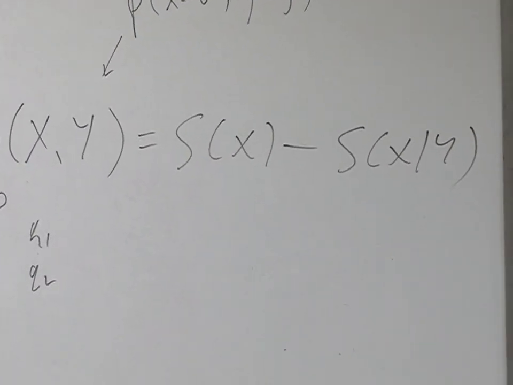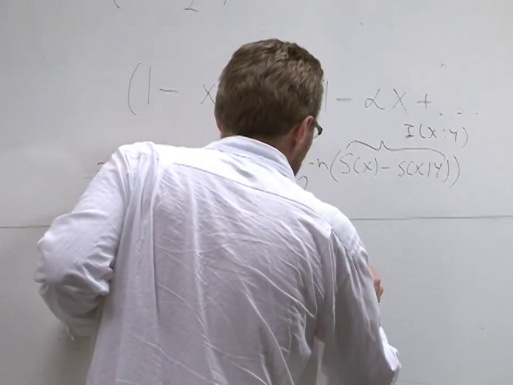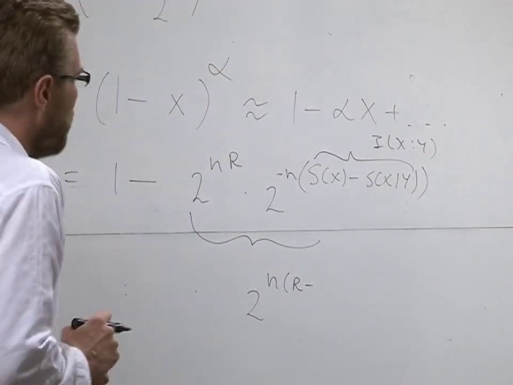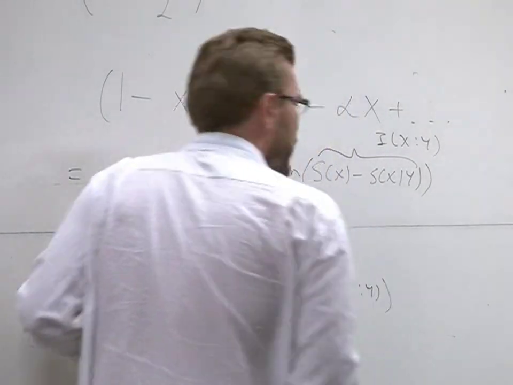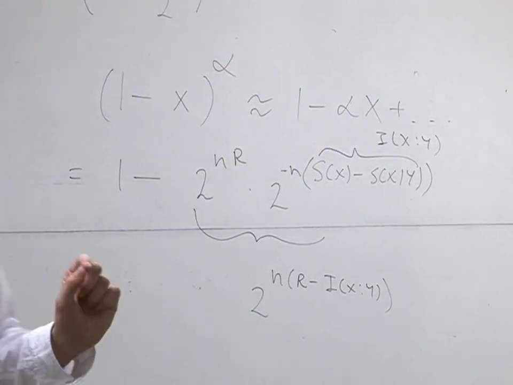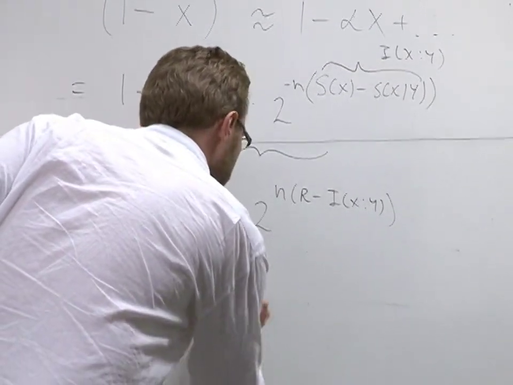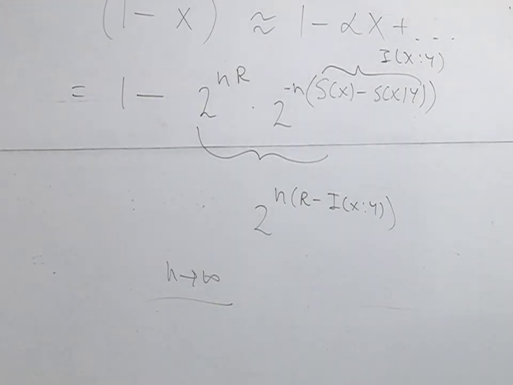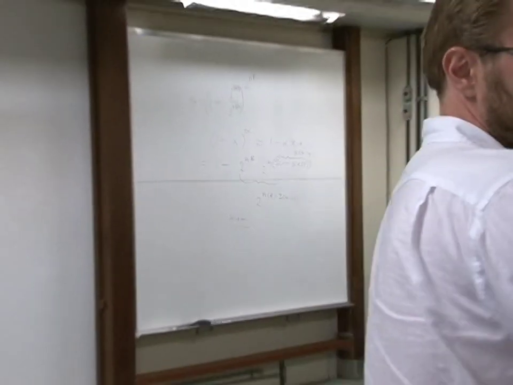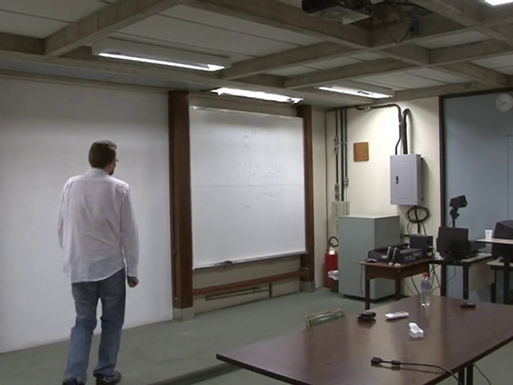And now I'm comparing the rate at which I'm communicating with the mutual information. So if you concentrate a little bit on this number here, this is r minus the mutual information between x and y. Okay? And I'm going to look at the limit when n tends to infinity. So I'm looking at the large n limit because I want to communicate for a long time. And that's what I care about. That's the way I'm going to derive the ultimate capacity.